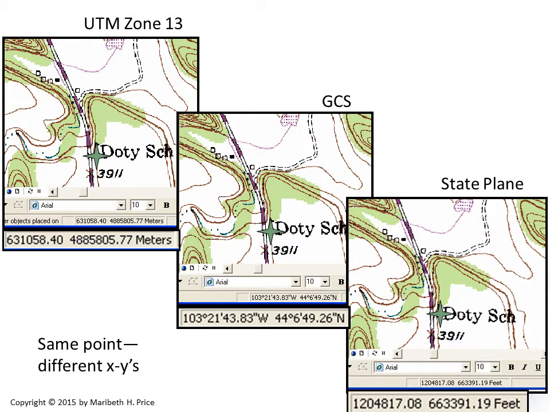So here we have this location, this Dottie School. If it's in UTMs, the XY coordinates are 631058.40 by 4885805.77 meters. If it's in a GCS, its XY coordinates would be 103 degrees 21 minutes 43.83 seconds west by 44 degrees 6 minutes 49.26 seconds north. And if it's state plane, it would still have another set of coordinates. So yes, it's possible to have one location with three different sets of XY coordinates. This is why the label is important, because if you don't know that it's UTM zone 13, if you don't know it's in a GCS, if you don't know it's in state plane, those numbers don't make sense.